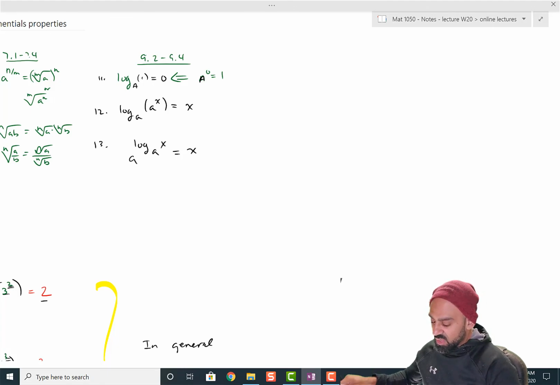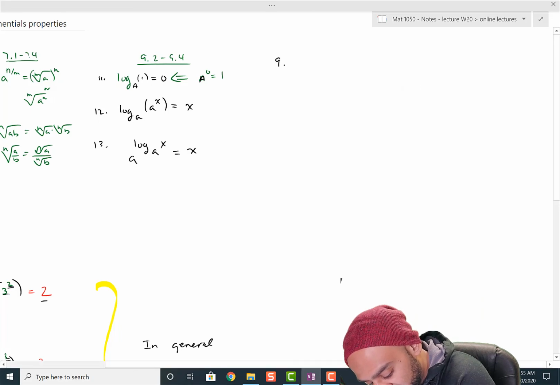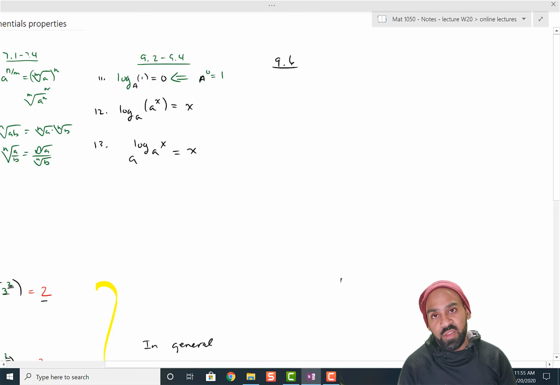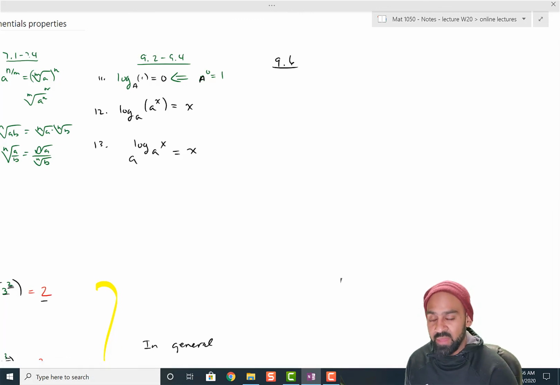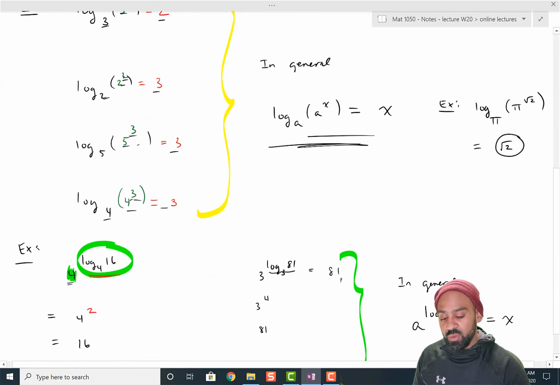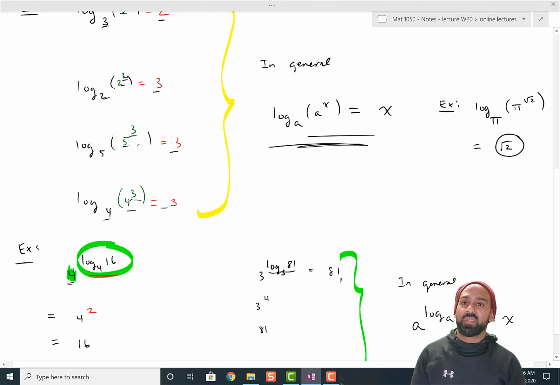So the next list of properties you're going to get are going to come from section 9.6. We're going to start that via the next section, and then we'll go into it. We're going to add that to our list as we go on, and it's very useful in many different sections, all right, guys? So what did we learn today? We learned that we had two major log properties, and that's logs undo exponentials, and exponentials undo logs, if the bases are the same.